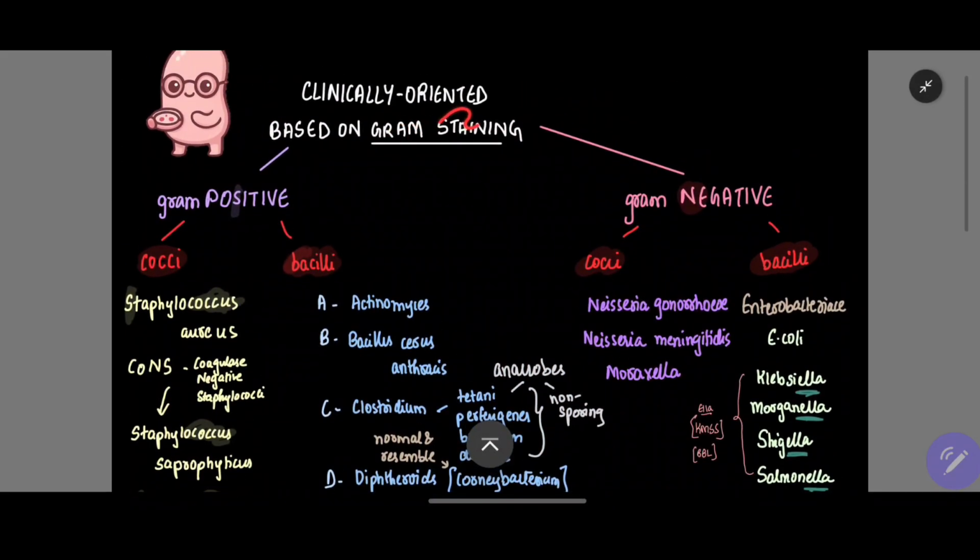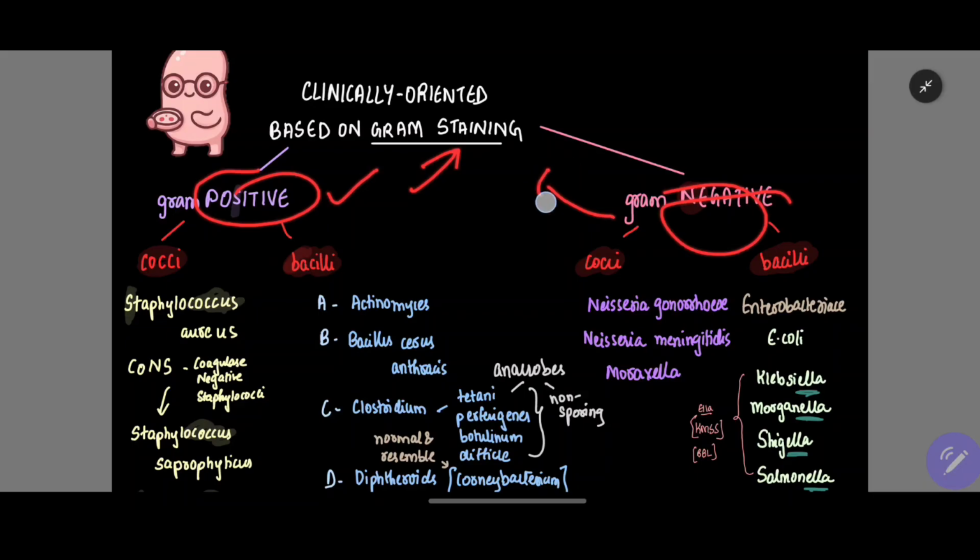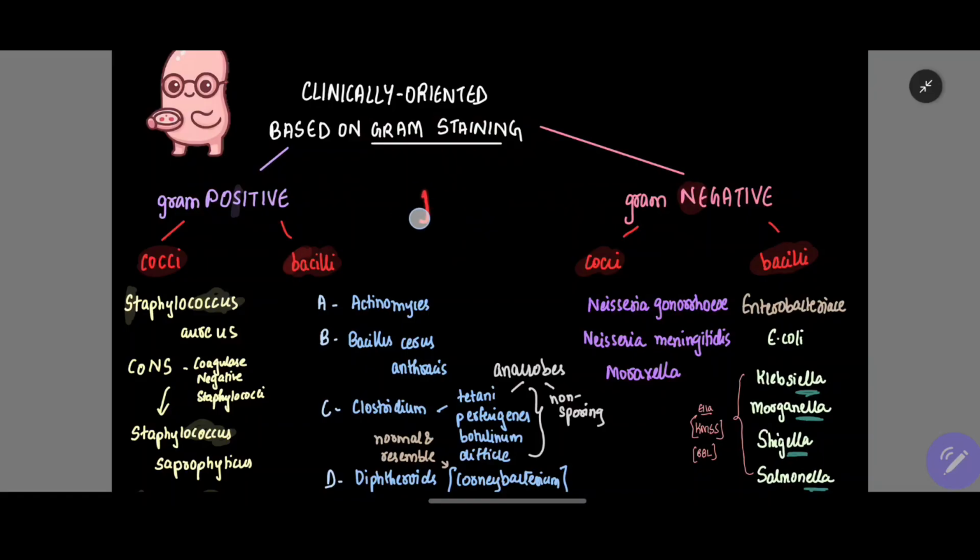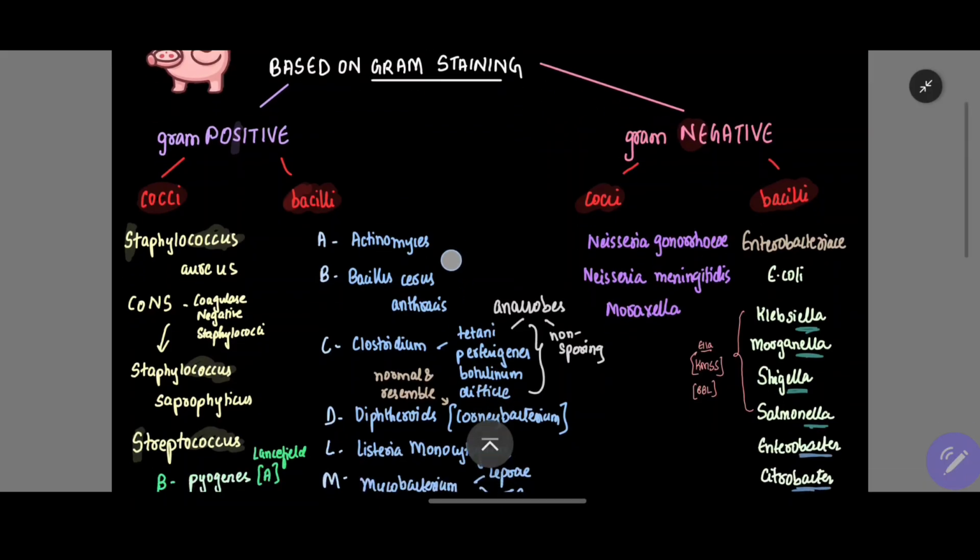So starting with gram staining classification, there are positive and negative. Positive is the one that takes up the gram stain, negative is the one that does not take up the gram stain. We'll look at how gram staining is done once we get to the lab diagnosis. In this video, we'll just look at how to memorize these. So further, these are classified into cocci and bacilli. Cocci are spherical shaped, bacilli are rod shaped. So let us start memorizing these.